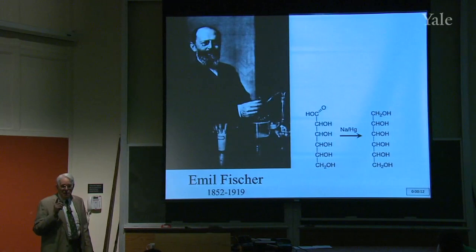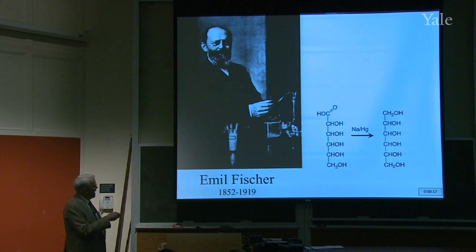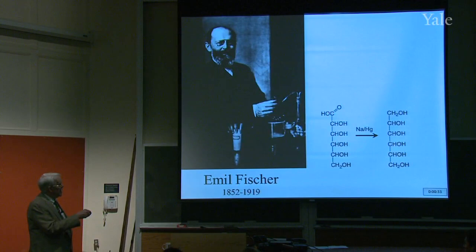One thing he did with Kiliani's acid, right? This is the acid you get by adding CN to the 5-carbon sugar and then hydrolyzing it. So Kiliani treated it with sodium and mercury and got mannitol. But Fischer did something different. Bear in mind, this is a reduction. So you take the acid all the way to the alcohol.